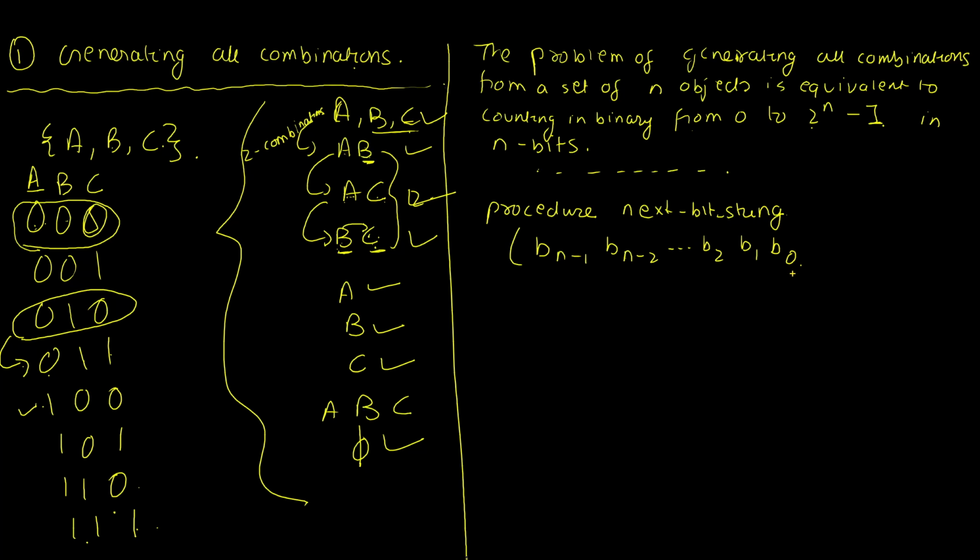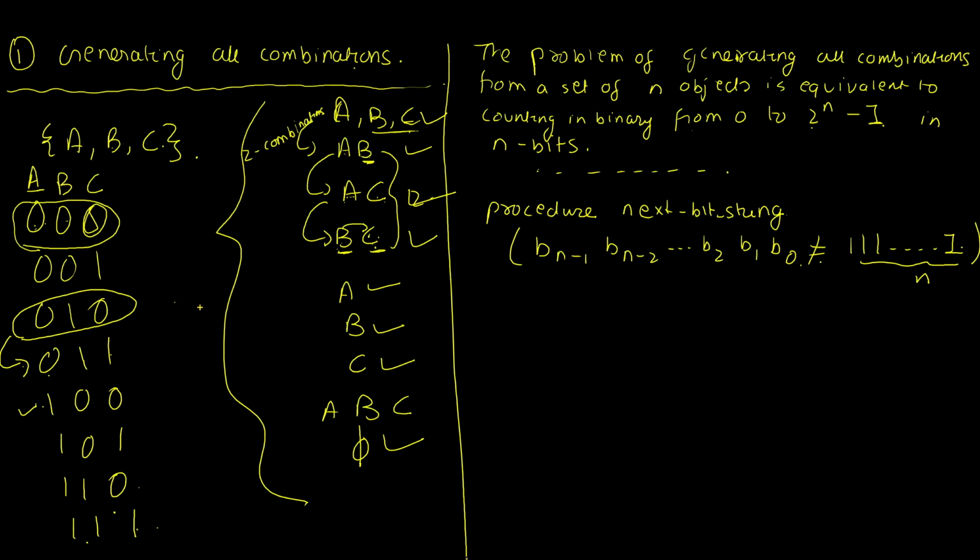And if this is my current bit string, what will the next one be? And as per usual, we do not want this to be equal to all ones, because if this is n ones, this is already the last bit string. Nothing follows this. Alright, so what is the main idea? What is the core idea?